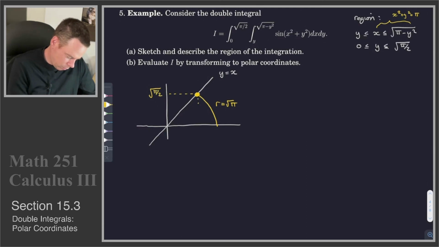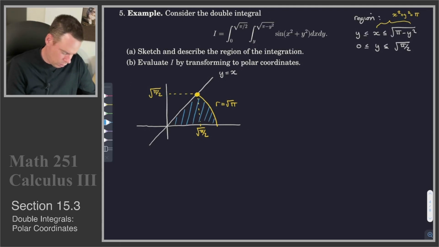And our corresponding x value of that point is also root pi by 2. So our domain that we're interested in, so the region we're interested in integrating over, is this region here. That's the region that satisfies all those inequalities.